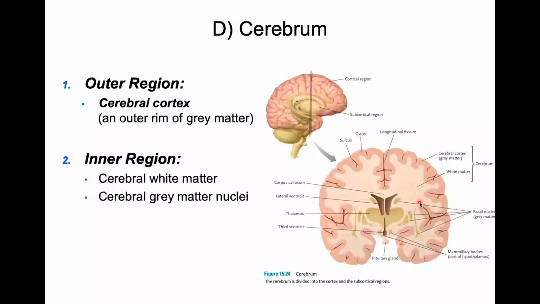Now out to the cerebrum. The cerebrum has an outer region and an inner region. So we talked about before the gray matter and the white matter. So the outer region, which is known as the cerebral cortex, is made up of gray matter. Okay, so the gray matter is cell bodies, unmyelinated axons, dendrites, all of that. And the inner region of the cerebrum is made up of primarily white matter. So this is all of your myelinated axons. Now there are some exceptions where you have these islands of gray matter that you can see labeled here. Those are the basal nuclei.